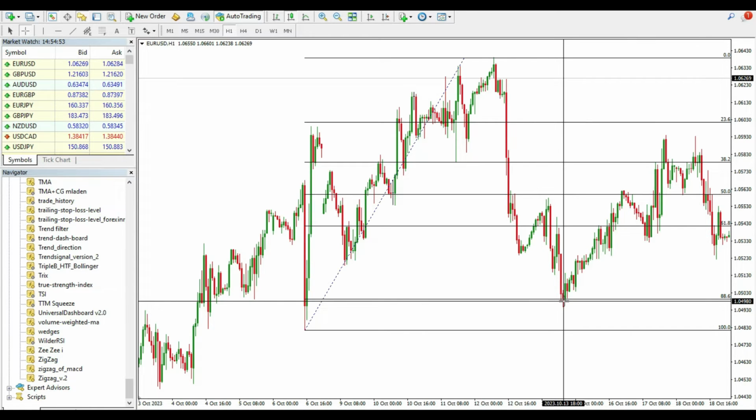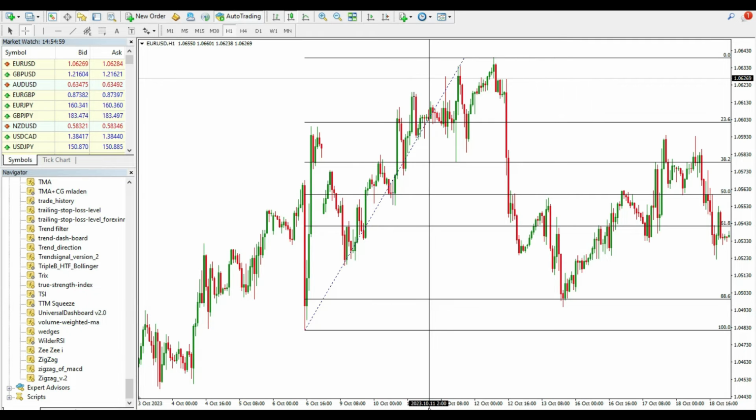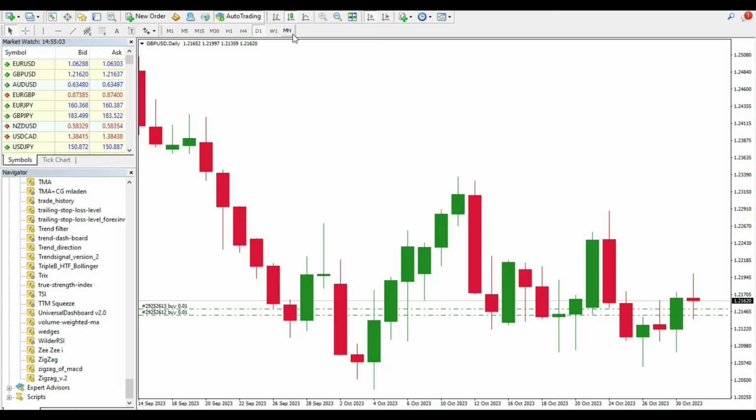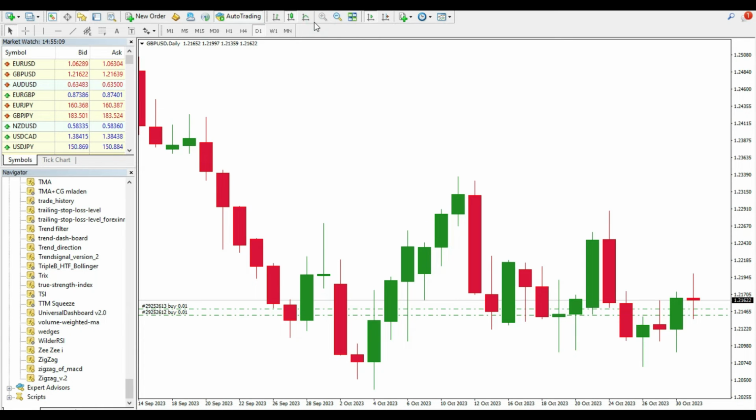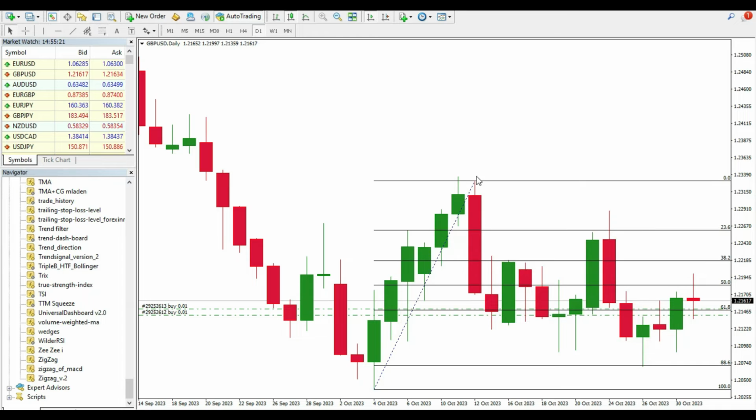I like to use it on 4-hour charts and daily charts, so I will give an example on the daily chart. Let me go to the British pound dollar. I will find the lowest low, it was October 4, and I will try to find the highest high, like this, and voila, look at this, to the pip.